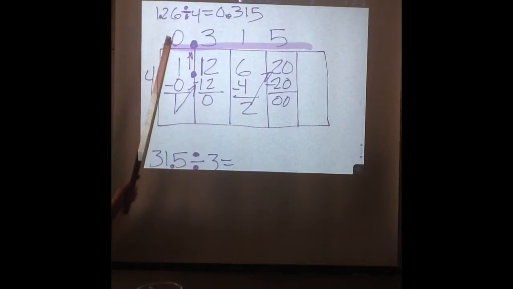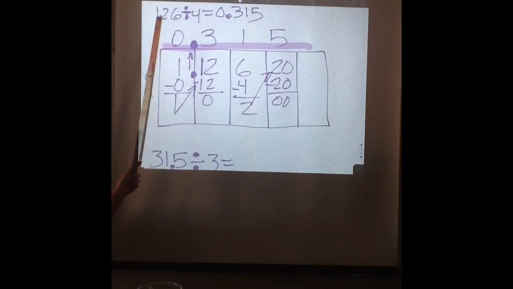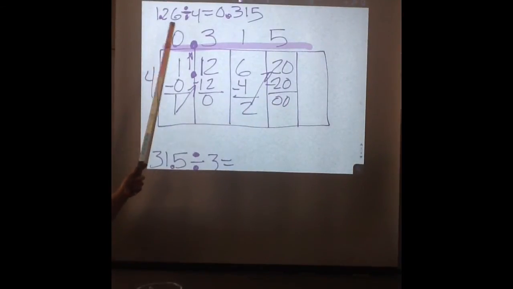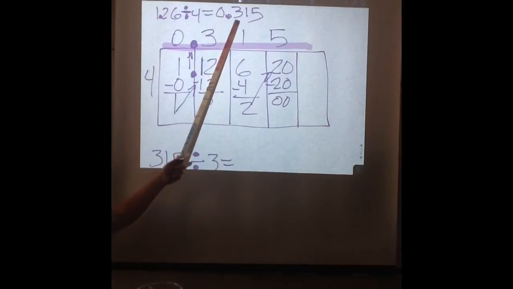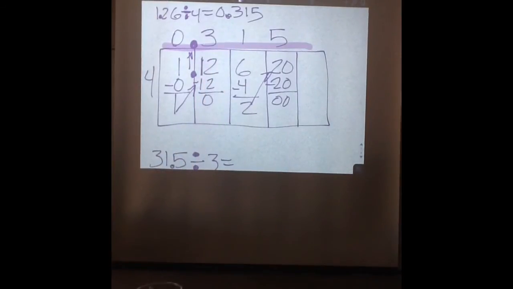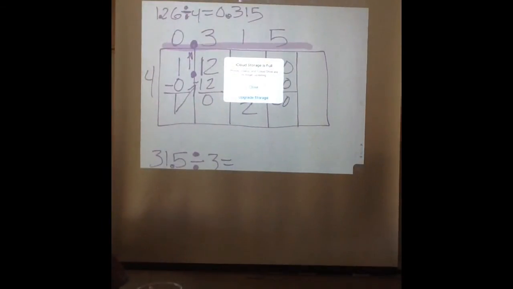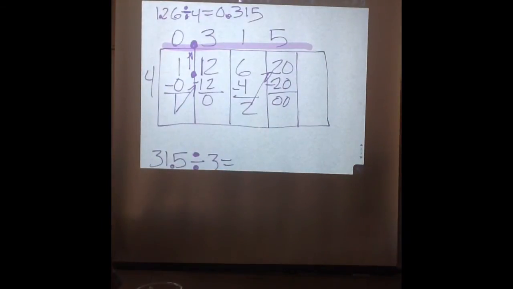And another thing I like to say is that if you have a hundredth in the problem here, you're going to end up with an answer that's in the hundredths. All right, let's go on to our next problem.